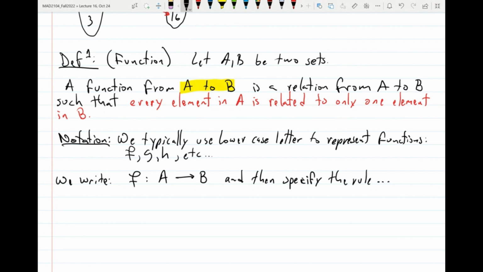For example, if there's a 1 here, I need to know what 1 is related to what, okay? So what's the output of 1? That's how we call it. Now remember, this set is the domain, and this one here is the codomain. Okay, so that's the formal notation.